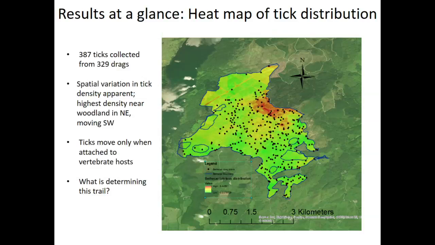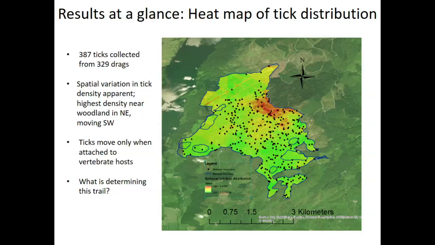A total of 387 ticks were collected from 329 drags. And from the map, it's quite clear that the highest density of ticks exists in the top, just beneath this is Grisdale Forest here. And moving south, towards this second woodland down here, I don't know if you can see it. So it's apparent there's not an even distribution across the fell.